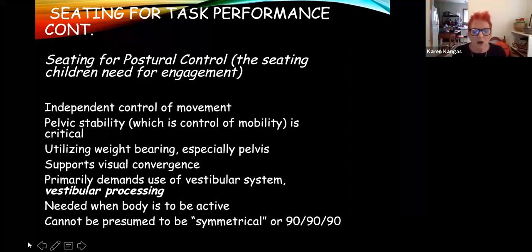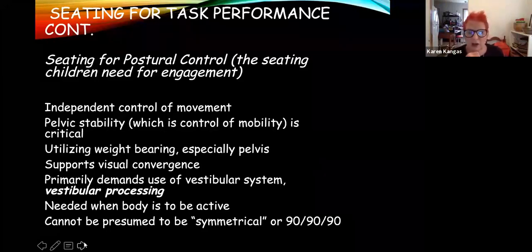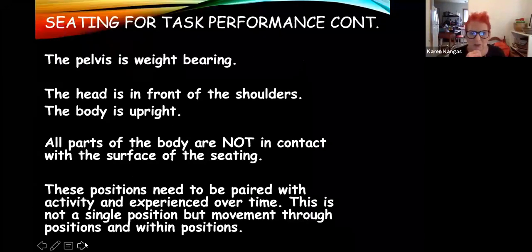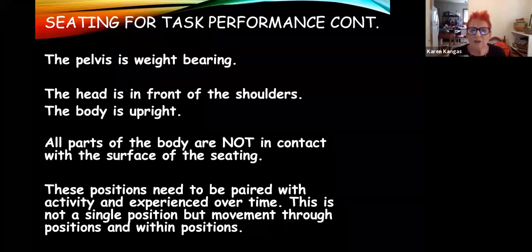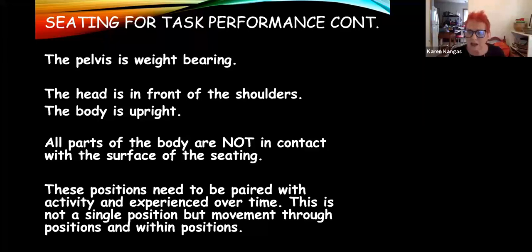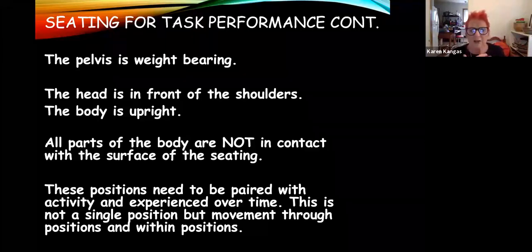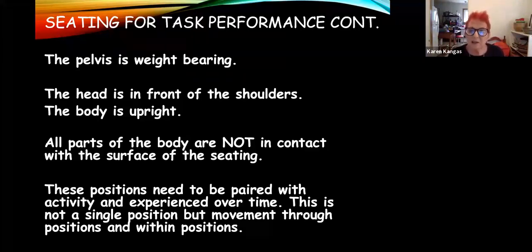Okay, so we're not looking now at symmetrical or 90-90 positions. And today we'll talk a little bit more about exploring that when we're trying to look at how we actually can set up activities. Okay, so the things you want to remember that we want to try and create is that the pelvis is weight bearing, the head is in front of the shoulders, the body's upright, all parts of the body are not in contact with the surface of the seating. And these positions need to be paired with activity and experience over time. This isn't a single position, but it allows for movement through positions and within positions.